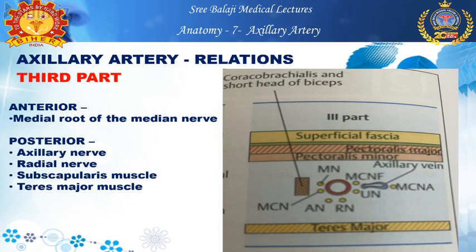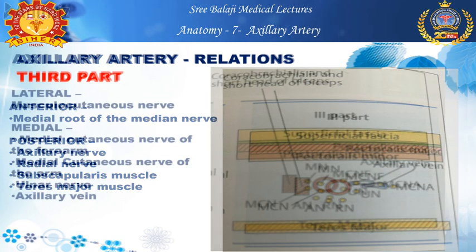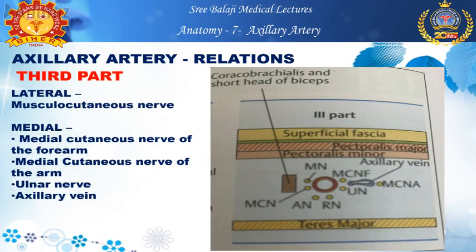Now coming to the third part of the axillary artery, the anterior relation to the third part is the medial root of median nerve. Posterior relation to the third part includes axillary nerve, radial nerve, subscapularis muscle and teres major muscle. Medially, it is related to the medial cutaneous nerve of forearm, medial cutaneous nerve of arm, ulnar nerve and the axillary vein. Laterally, it is related to the musculocutaneous nerve. To all the three parts, the axillary vein remains medial to the axillary artery.